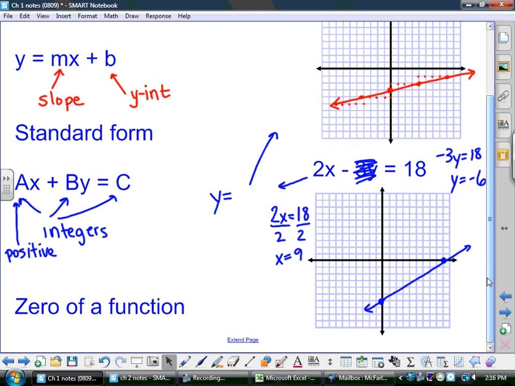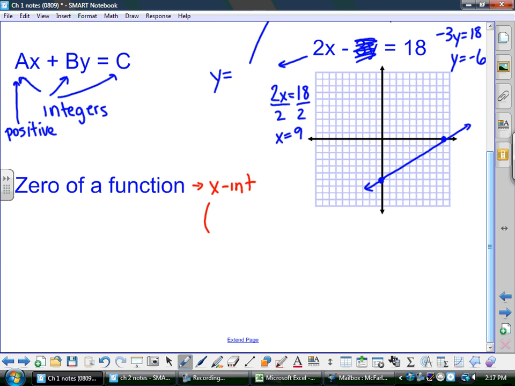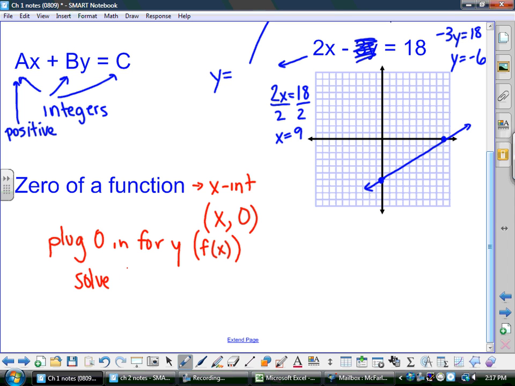The other concept in this section is the zero of a function. The zero of a function is the exact same thing as its x-intercept, which is the exact same thing as what number is x when y is 0. So to find the 0, you're going to plug 0 in for y, which might be f of x, depending on how the equation is written, and you're going to solve that equation for x. In terms of the graph, it's going to be where the graph crosses the x-axis.